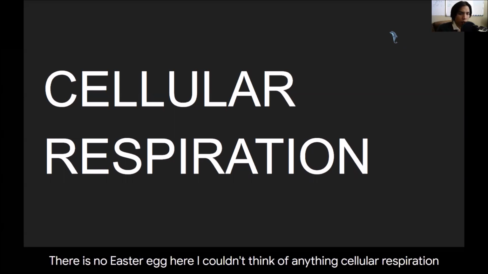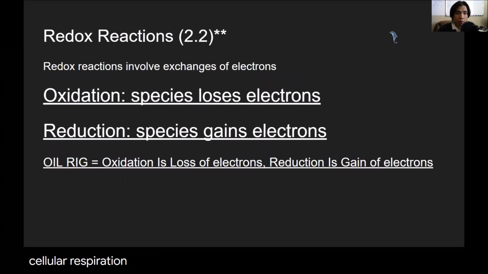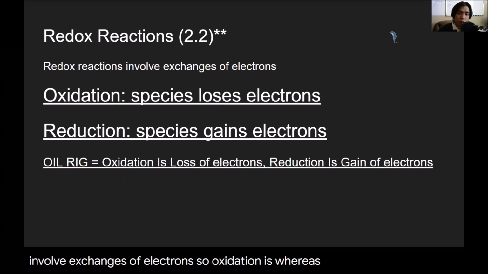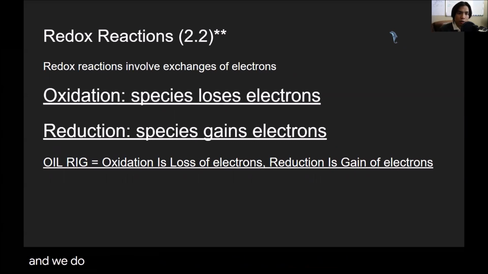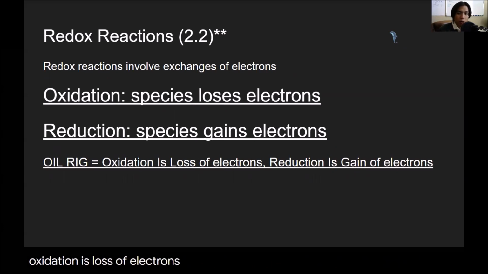Cellular respiration. So cellular respiration involves a bunch of redox reactions. And redox reactions involve exchanges of electrons. So oxidation is where a species loses electrons, and reduction is where a species gains electrons. You remember this via OIL RIG, where oxidation is loss of electrons, and reduction is gain of electrons.